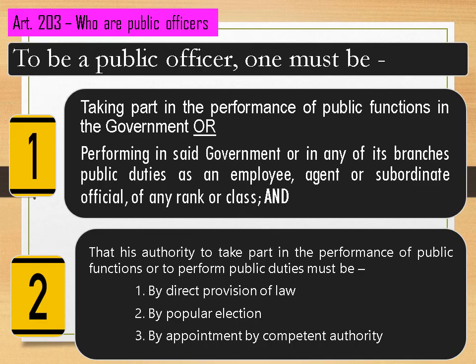Okay, so let's start with Article 203, and that is your definition of the public officers. So how can you be considered as a public officer? There are two requisites. Number one, you must be taking part in the performance of public functions in the government, or performing in said government or in any of its branches public duties, whether as an employee, agent, or subordinate official of any rank or class. And the second requisite is that the authority to take part in the performance of public functions or to perform public duties must be by direct provision of the law, by popular election, or by appointment by competent authority.